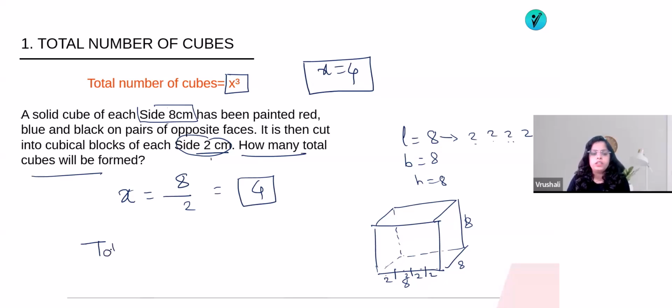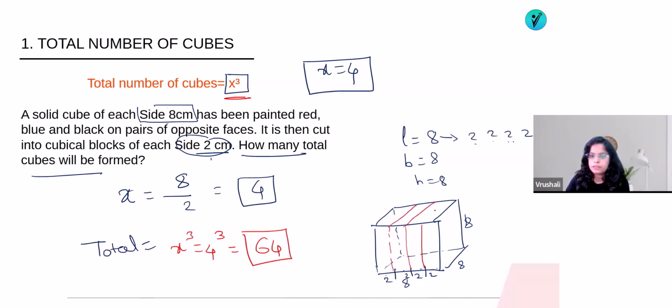Now they ask how many total cubes will be formed. Total cubes is always equal to x cube. Here the x value is 4, so 4 cube will be equal to 64. So the number of cubes formed will be 64. Like you can see here, it will be 1, 2, 3, 4 parts.